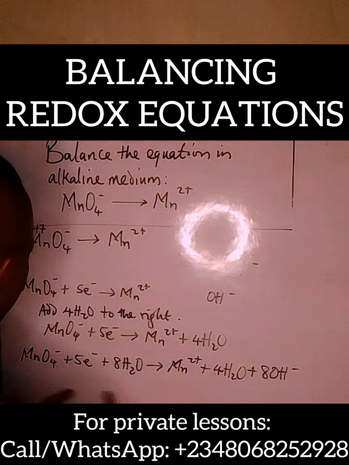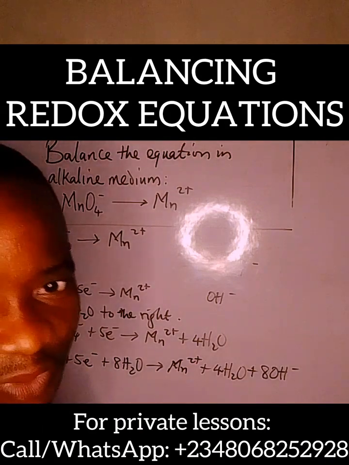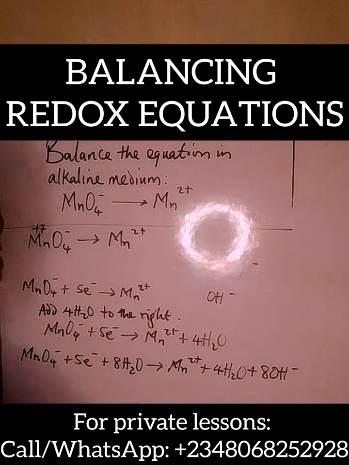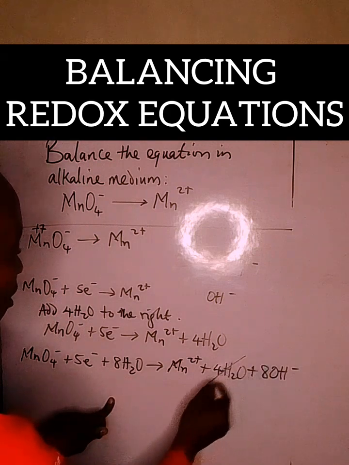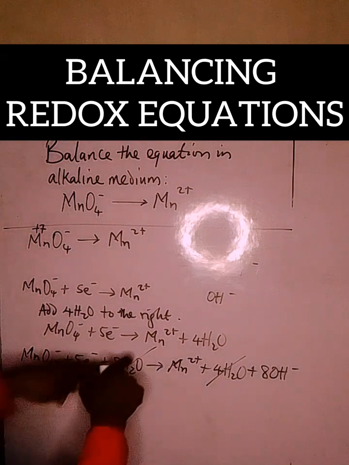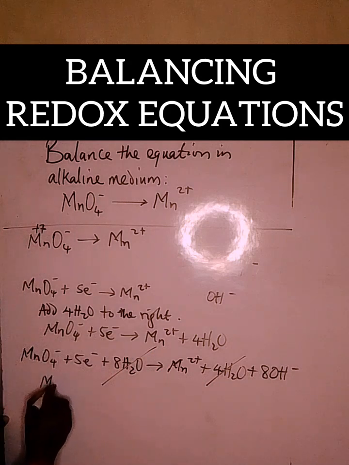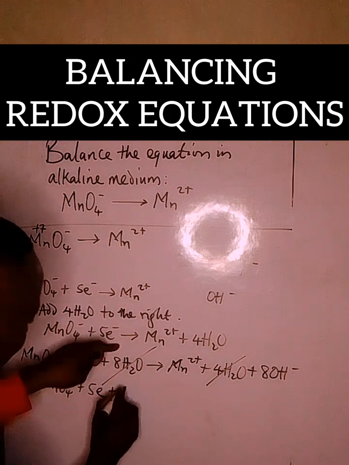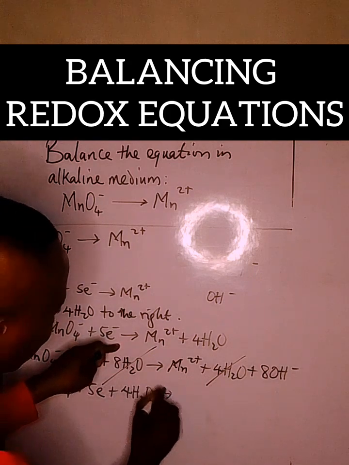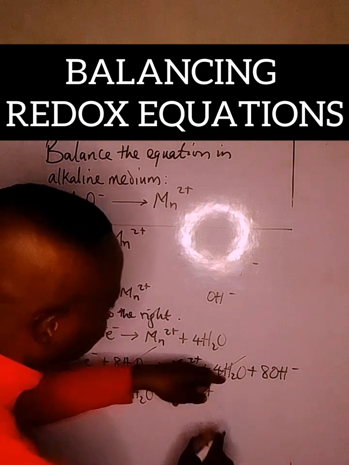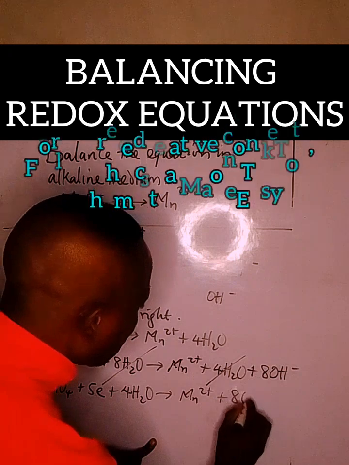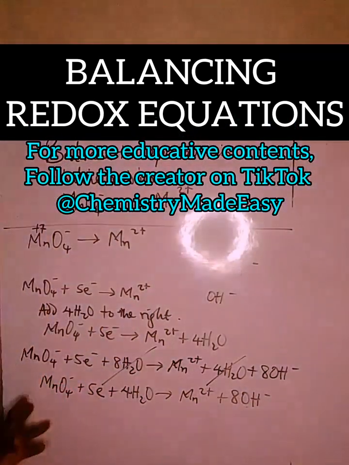After this, you check if there is any duplicate molecule. We have it: 8 water here, 4 water here. You can cancel out, 4 cancels 4. It remains 4 water molecules. And we have MnO4- plus 5 electrons plus 4 water molecules to afford Mn2+ plus 8 OH-. The water molecules on the right are gone. If you check, the equation is balanced.